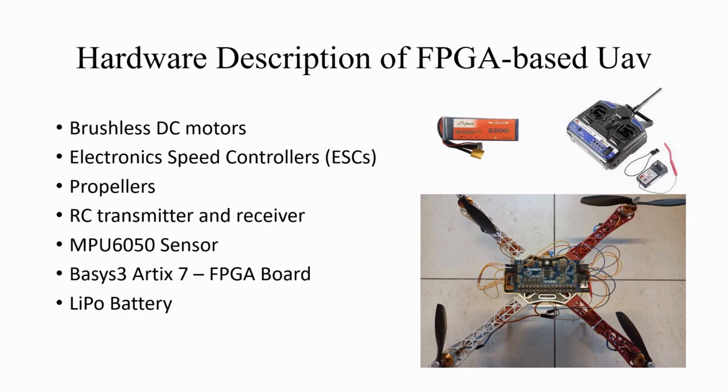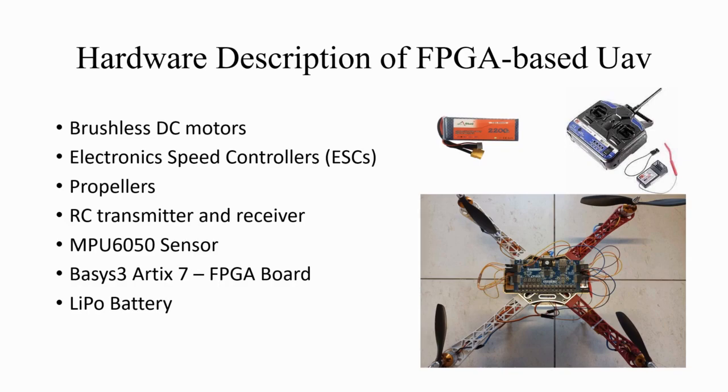For the hardware of the FPGA-based UAV, we have used brushless DC motors with 1400 kilowatt ratings, electronic speed controllers to drive the motor with current consumption of 30 amperes. Propellers along with the motor are used to generate the thrust for our quadcopter to lift it from the ground. The receiver of 2.4 GHz is used to receive the PWM values transmitted from the RC transmitter.